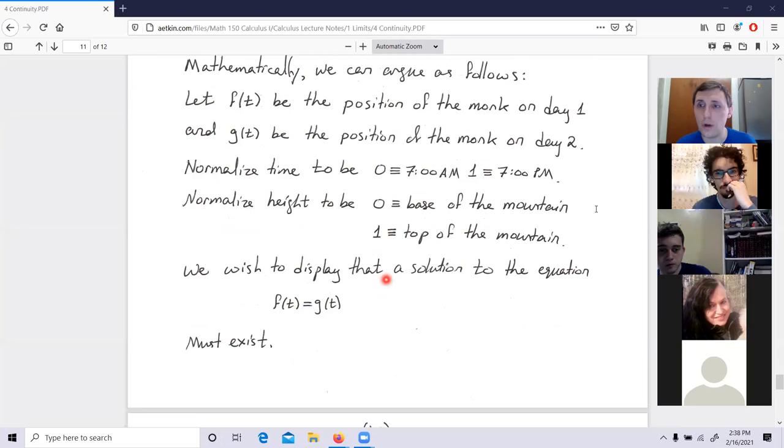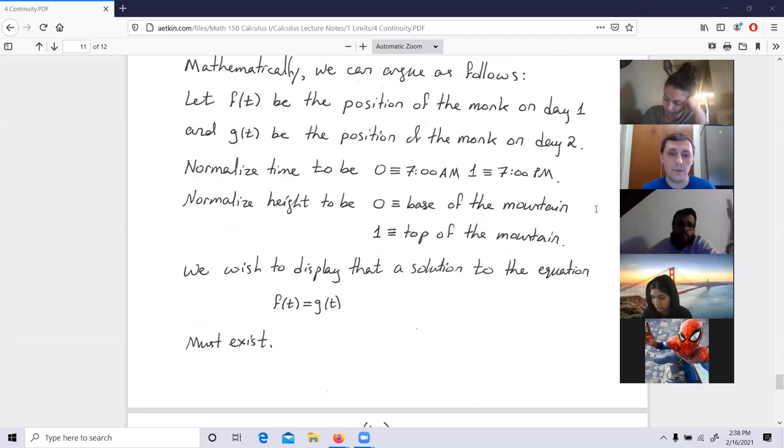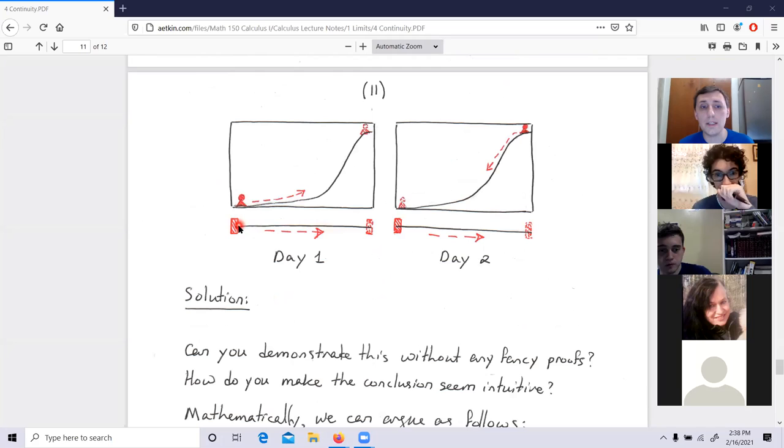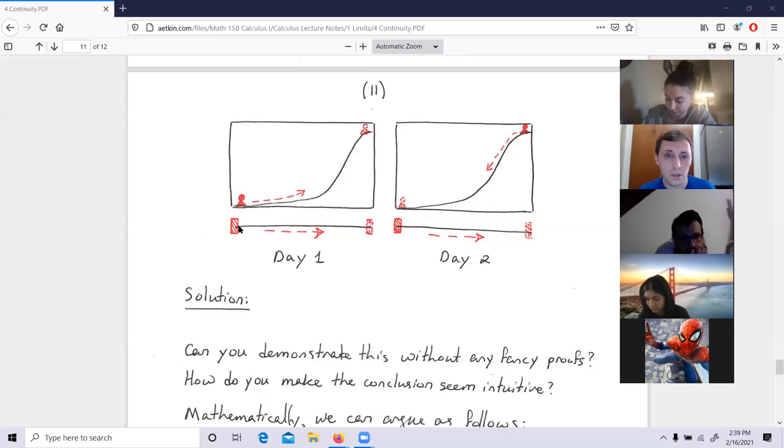Before I continue, is everyone clear on what f is and what g is? Are you clear, guys? It should be your functional idea. So for example, what is f of zero? If it's clear, tell me what f of zero is based on my notation. That's the only value I know for sure. f of zero equals, well, zero equals 7 a.m., but f of zero based on my relabeling. I labeled zero to be the base of the mountain, one to be the top of the mountain. I basically change my scale, and change the scale of time to be between zero and one.